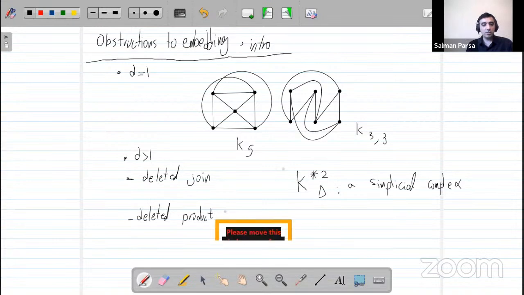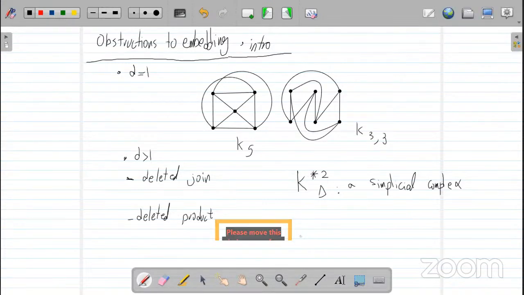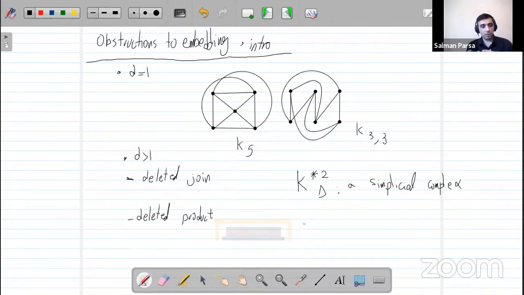But the dilated product is not a simplicial complex. You form the dilated product by taking the product of vertex-disjoint simplices, and we denote it by this symbol. Each cell is just a product of two simplices. This is a simplicial complex, and this is a cell complex.